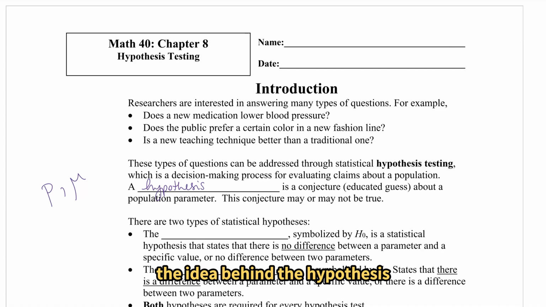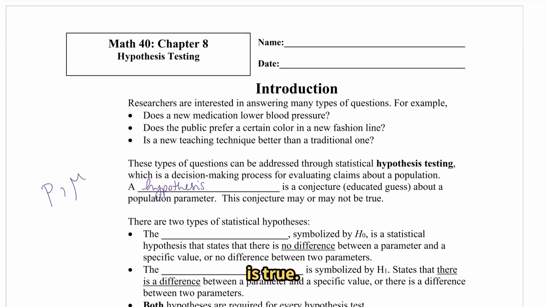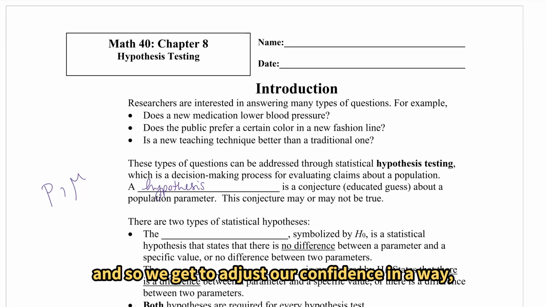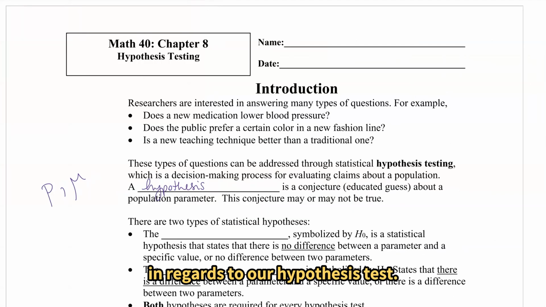And that's the idea behind hypothesis testing: using statistics to determine the likelihood that the hypothesis is true. We can never be 100% certain, and so we get to adjust our confidence in regards to our hypothesis test. There are two types of hypotheses.